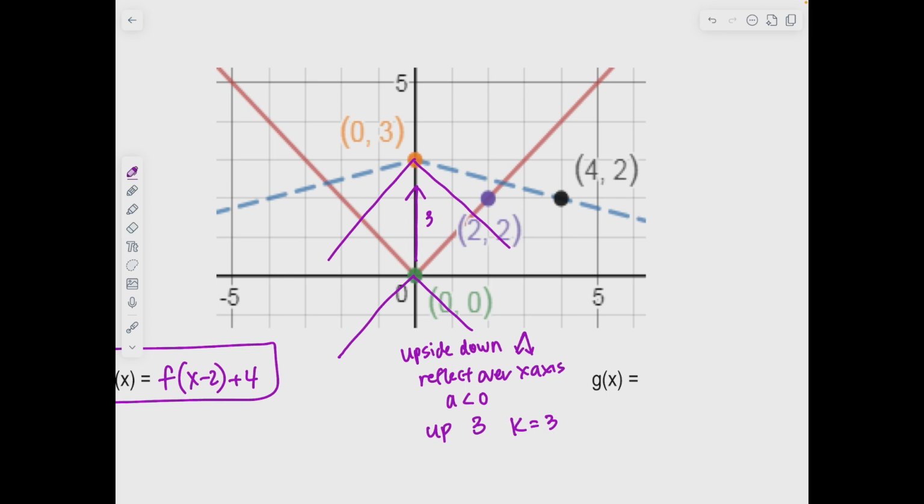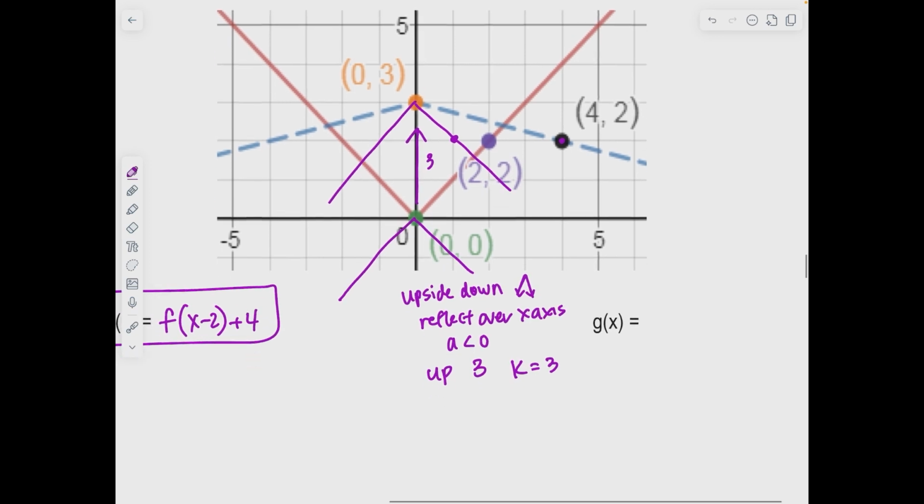Okay? So what's going to happen there, let's see here. I am here. I need to get there. Okay, so in order to do that, this is going to be a horizontal dilation.